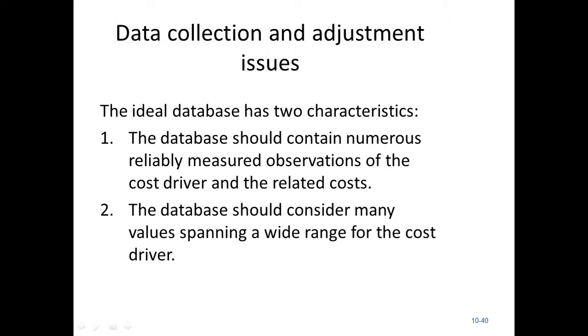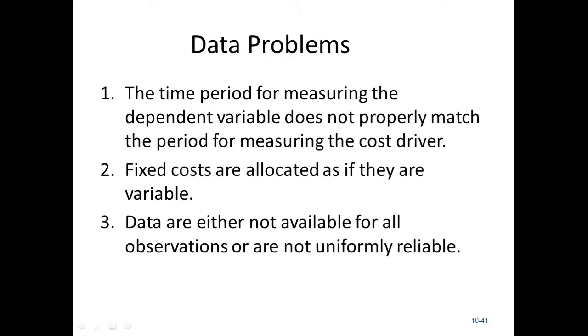So the ideal database has two characteristics. It should contain numerous, reliably measured observations of the cost driver and the related cost, and the database should contain many values spanning a wide range for the cost driver. Unfortunately, management accountants typically do not have the advantage of working with a database having both characteristics. So let's consider some frequently encountered data problems and what we can do to overcome them.